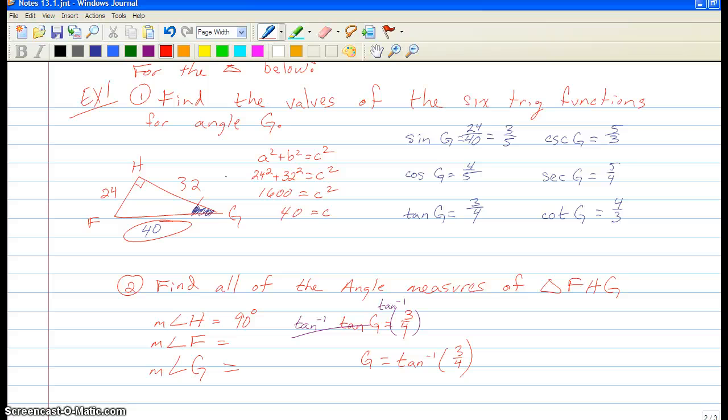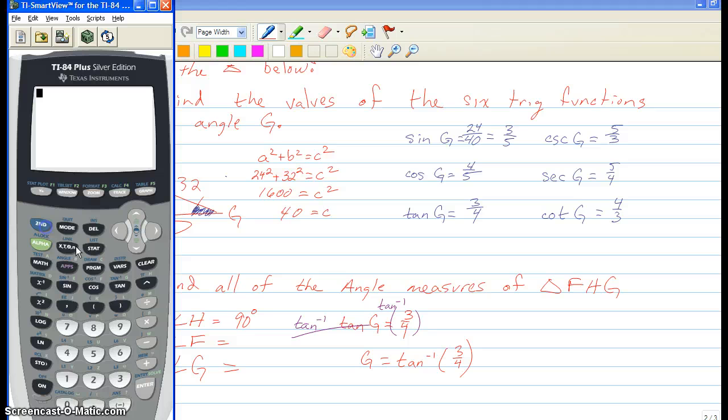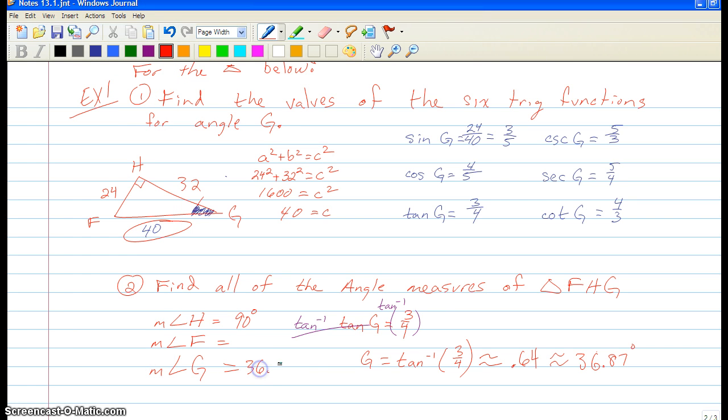So let's do that in your calculator. Grab your calculator and type it in. Second tan inverse 3/4 and hit enter. Make sure everybody does this. You need to be pretty specific on that, whether it's in degrees or radians, so you have to give me the little circle to define that it's in degrees.